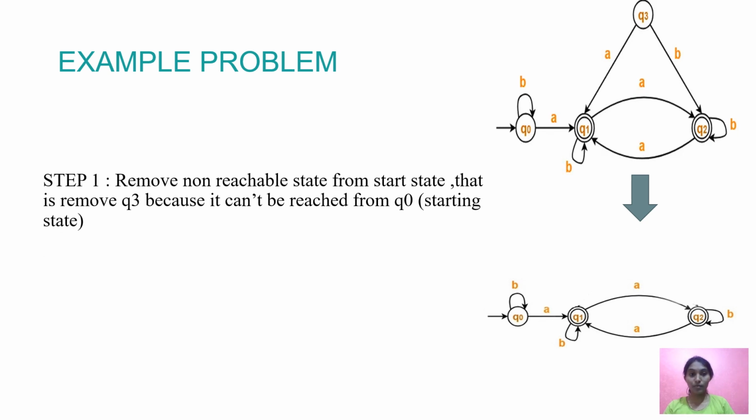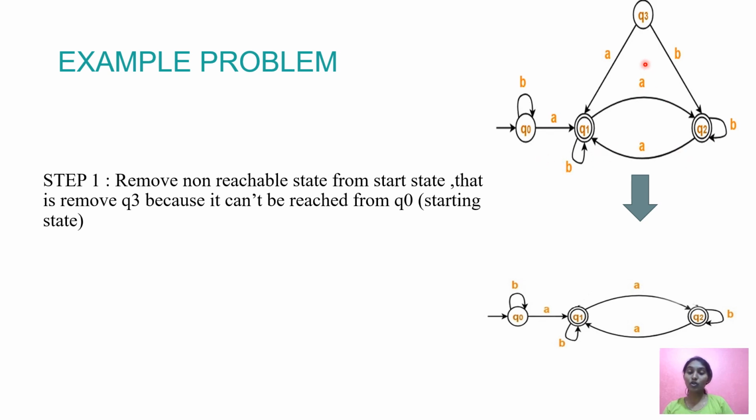As per step 1, remove non-reachable states from the start state, that is, remove Q3 because it can't be reached from Q0. Here, our starting state is Q0. From the starting state, we should reach all the states. So let's see if we can reach them or not. From Q0, Q1 can be reached. From Q1, Q2 can be reached. So from Q0, Q1 and Q2 can be reached.